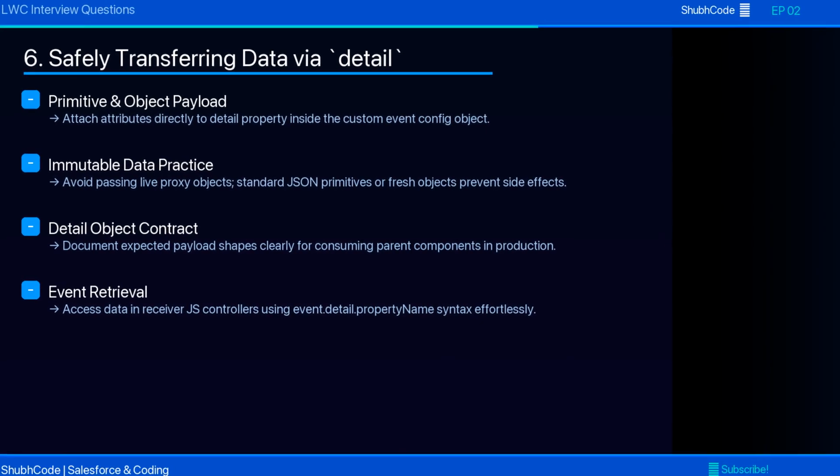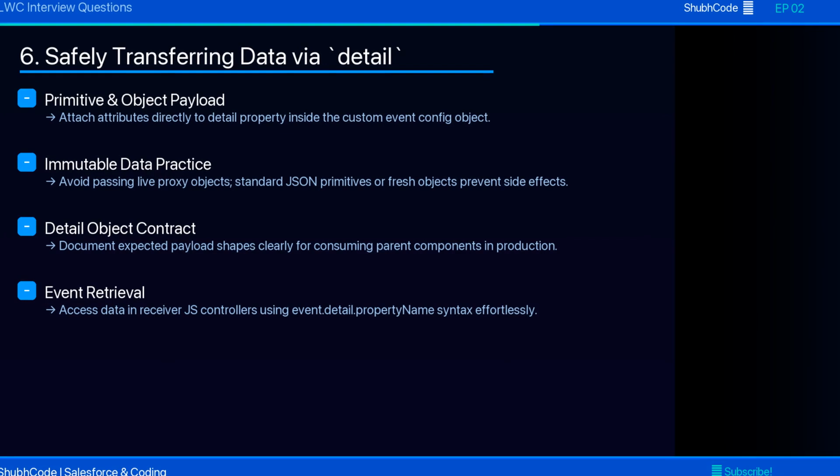To pass payload data between components, attach JSON serializable primitives or objects to the detail property inside your custom event constructor. For instance, construct events using this.dispatchEvent(new CustomEvent('update', {detail: {recordId: '001XX', status: 'active'}, bubbles: true, composed: true})). Avoid passing reactive proxies or complex class instances directly in detail, because mutations in parent listeners cause unhandled side effects. Always pass immutable data or copy objects to keep your component architecture clean.